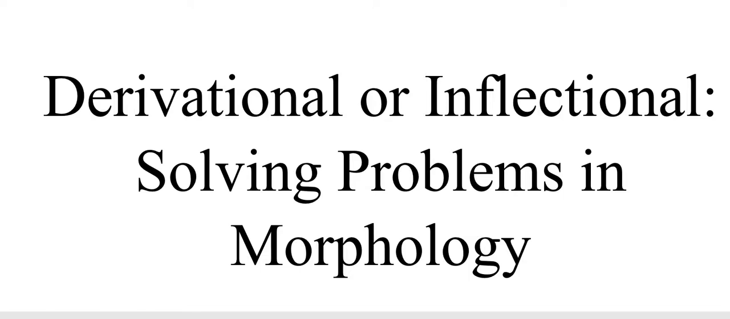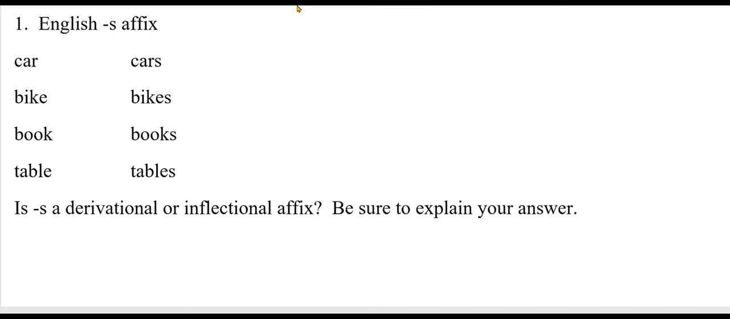Derivational or inflectional: solving problems in morphology. English, the S affix. Now remember that the S can have different grammatical functions depending on what it's doing within the context of the word and also the sentence. So here we have car, cars, bike, bikes, book, books, table, tables. So the question is, is the S inflectional or derivational?